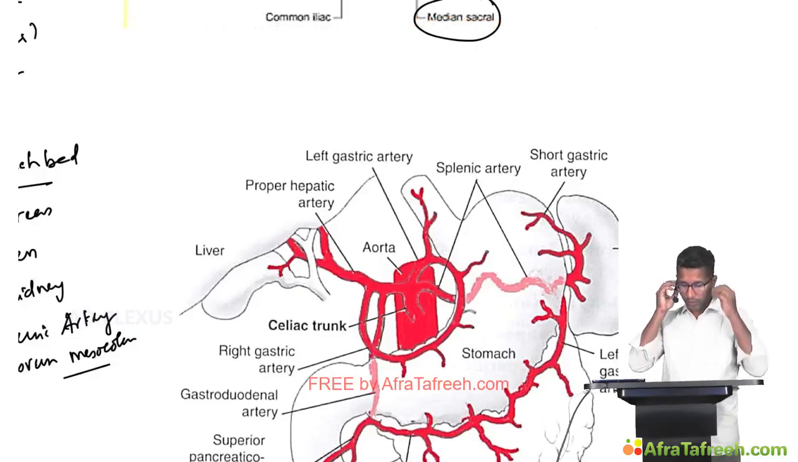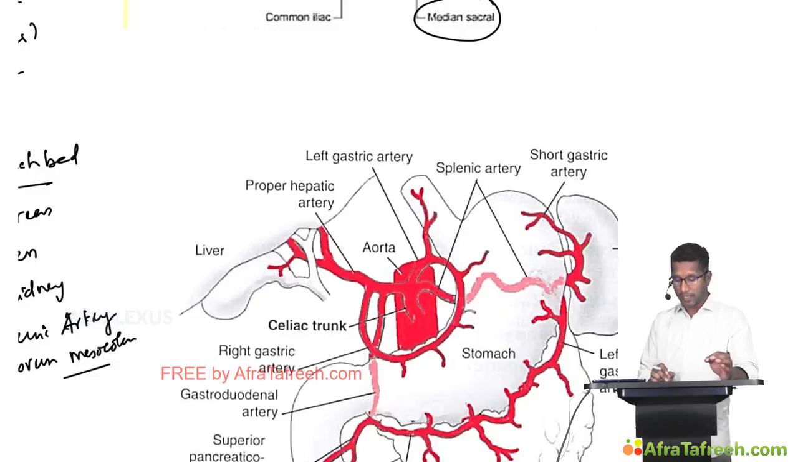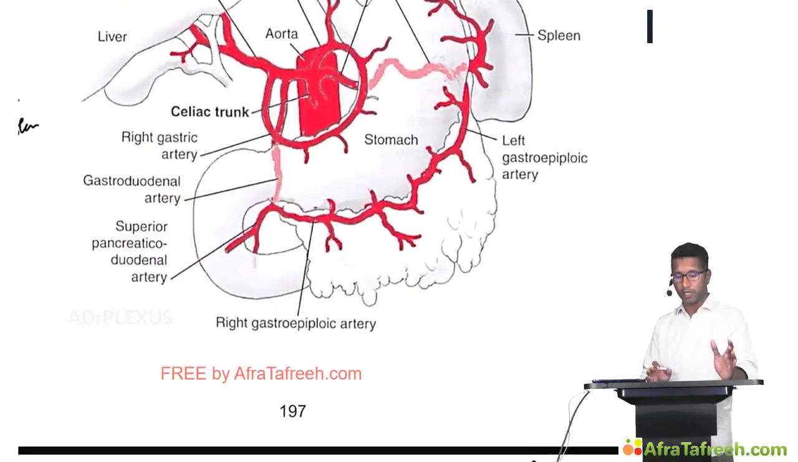So with this, we have done the gross part of the stomach. Now we are moving into the arterial supply of the stomach. Very, very important.